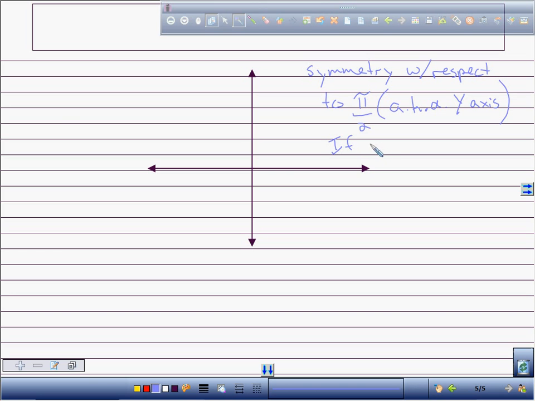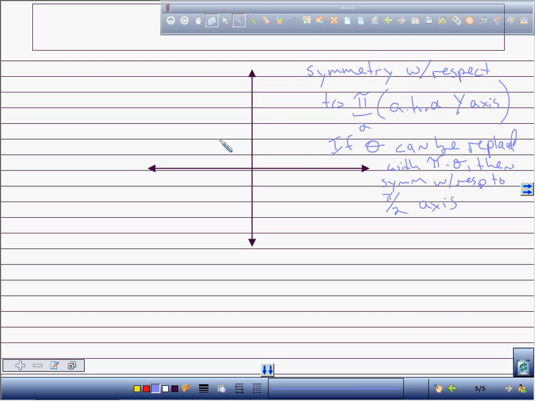If theta can be replaced with, is it theta minus pi or pi minus theta? With pi minus theta, and the function doesn't change, then you have symmetry with respect to the pi over 2 axis.